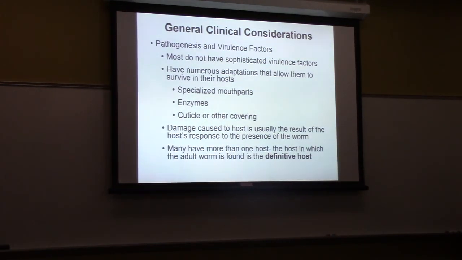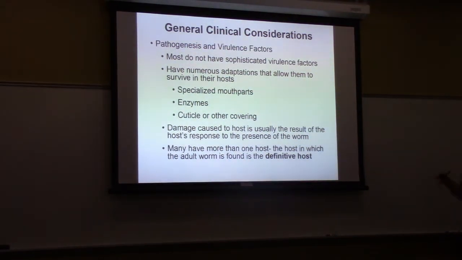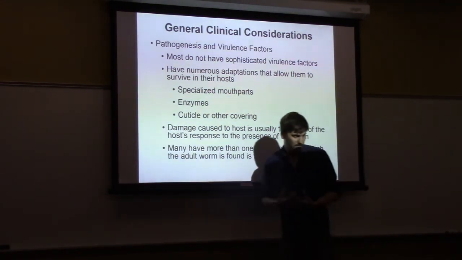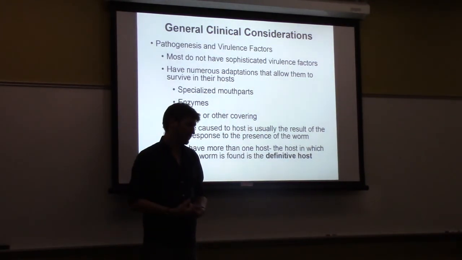And the definitive host is the host where the organism wants to replicate. Okay? Most of what we're going to talk about today, the human is the definitive host, which means it wants to replicate in us. And what that often means is that it causes very, very little symptoms in humans.